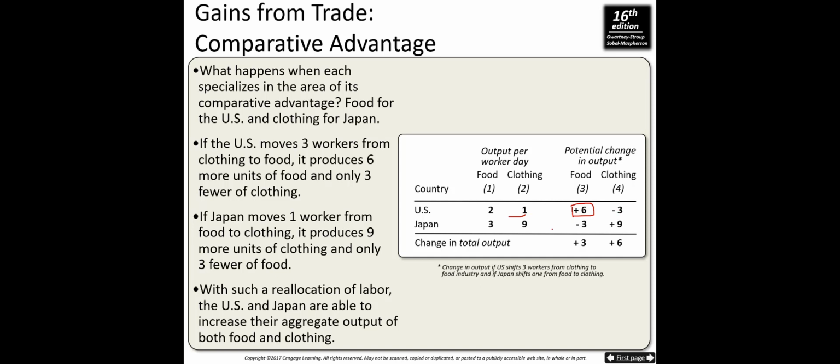If Japan moves 1 worker from food to clothing, it produces 9 additional clothes with that additional worker, but at the same time, it's going to lose 3 units of food. When we look at the total output, we have 3 units of food and additionally 6 units of clothing. With such a reallocation of labor, the US and Japan are able to increase their aggregate output of both food and clothing.